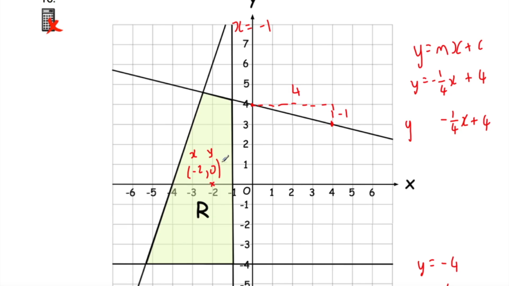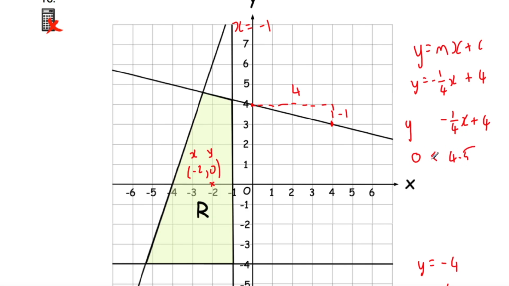So here y, that's 0, so 0. And here -1/4 of x, well, -1/4 of -2. Well, we've got a negative and a negative, so that's going to be a positive. And 1/4 times 2 will be 1/2, so that's going to be 1/2. And then plus 4 would be equal to 4.5.